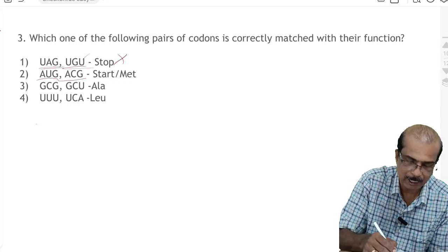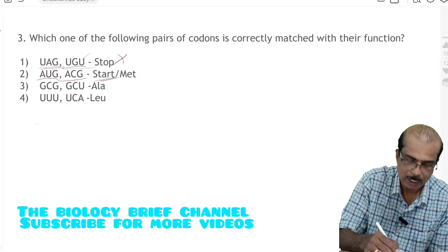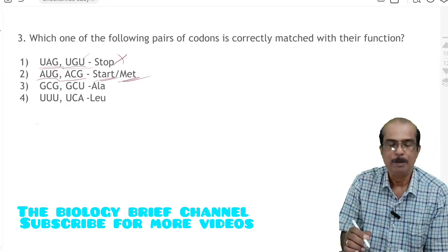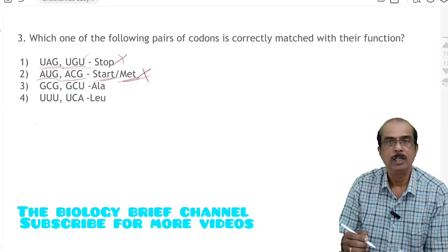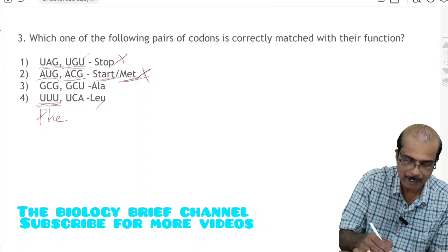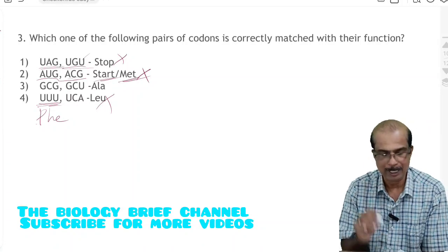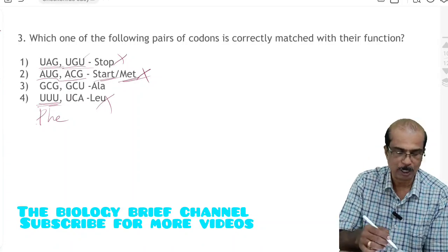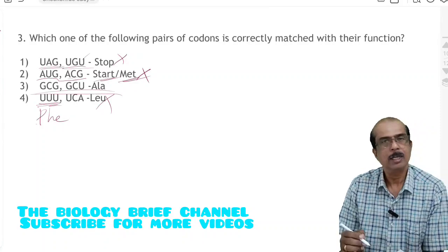AUG and ACG. ACG is not a start codon, or ACG will not code for methionine. So this option is also a wrong one. Last option, just look at the last option. UUU, we know that codes for phenylalanine and not for leucine. That option is correct. Three options are wrong. The answer will be the third one.